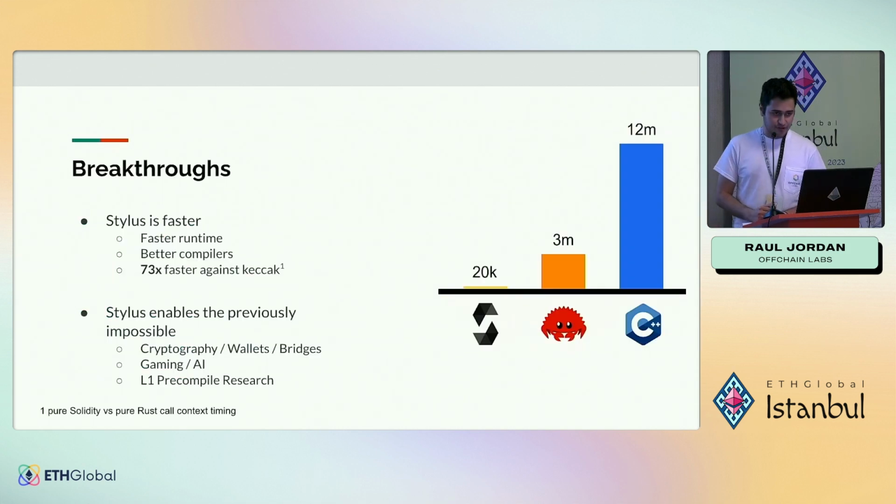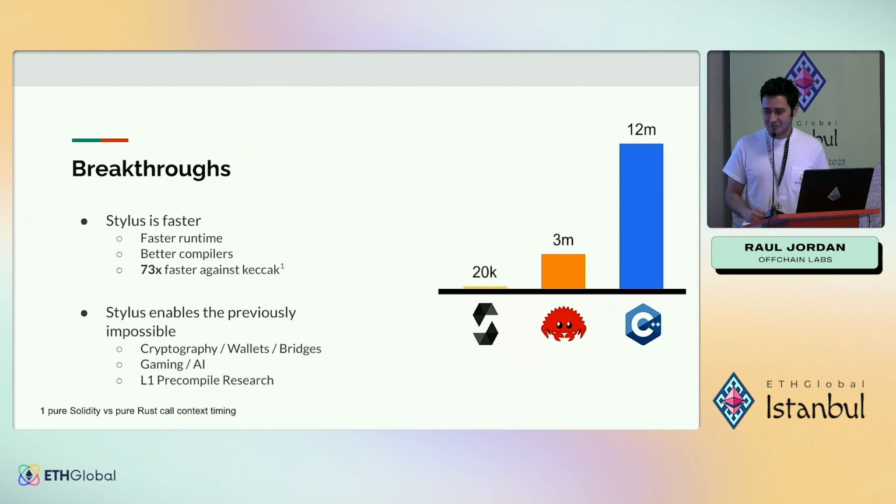Some of the numbers. So Stylus is significantly faster. It's not just like, hey, you can use a different language than Solidity. But actually, we can benchmark 73x compute performance against Keccak. This translates directly into saving and slashing user fees. It also enables things that just weren't previously possible, such as advanced cryptography that would otherwise overflow the gas limit on EVM chains, gaming, AI, and L1 precompile research.